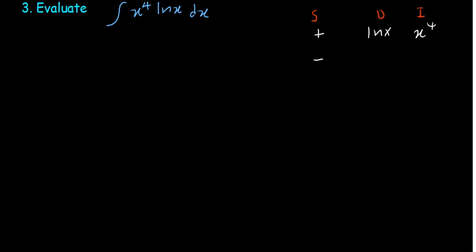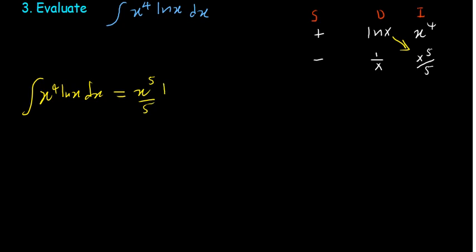All we do now is differentiate natural log of x, that will give us 1 over x. Integrate x to the power 4, that will give us x to the power 5. The same power, divide by that. All I did is added a 1. So now we are getting that the integral of x to the power 4 natural log of x dx is going to be equal to, we multiply in the diagonal, that is going to be x to the power 5 divided by 5 natural log of x, and then we multiply horizontally.